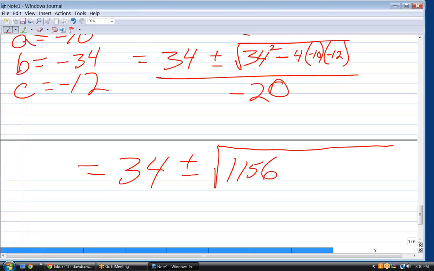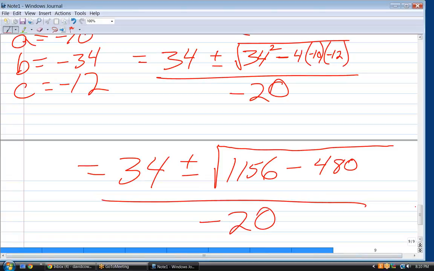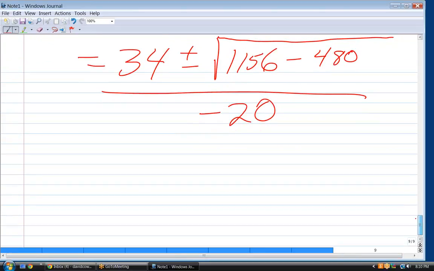Okay, now let's make sure we get our signs right. This minus times that minus is a plus. So I really have 40 times 12, which is 480, like that, all over minus 20. And I want to take this to the end just to show you why it was easier to do this way. Okay. So now I got to simplify more.